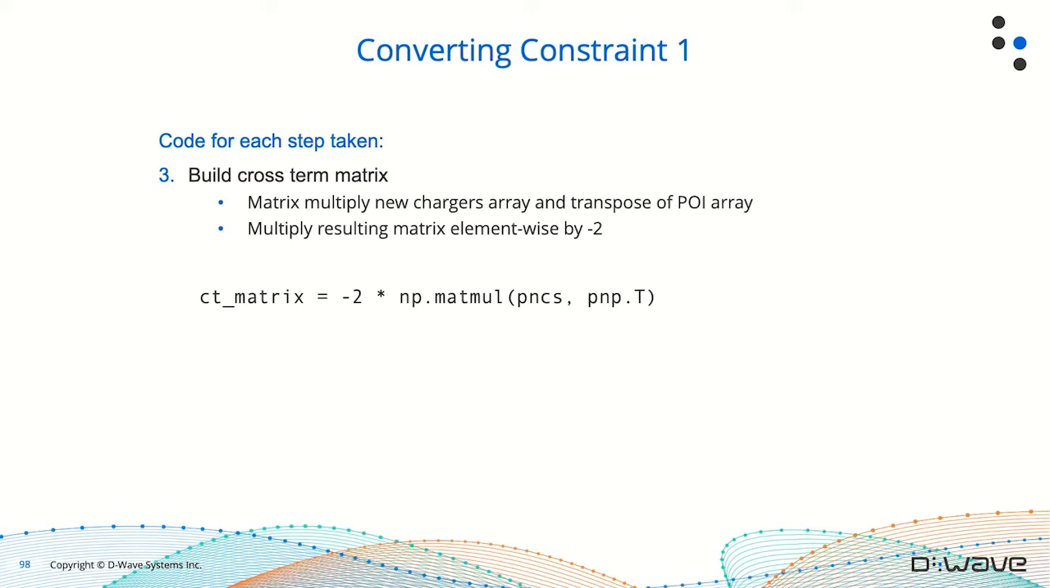Next, we have to build that cross-term matrix. So that was just regular old matrix multiplication. And then we wanted to multiply that element-wise by -2. So I'm going to just say, NumPy, give me some matrix multiplication of my potential new charging stations NumPy array, my point of interest array, turn it on its side. So that's a transpose there. And then that -2 out front, that's going to multiply everything element-wise by -2. And we're going to save that in this CT matrix for this cross-term matrix.